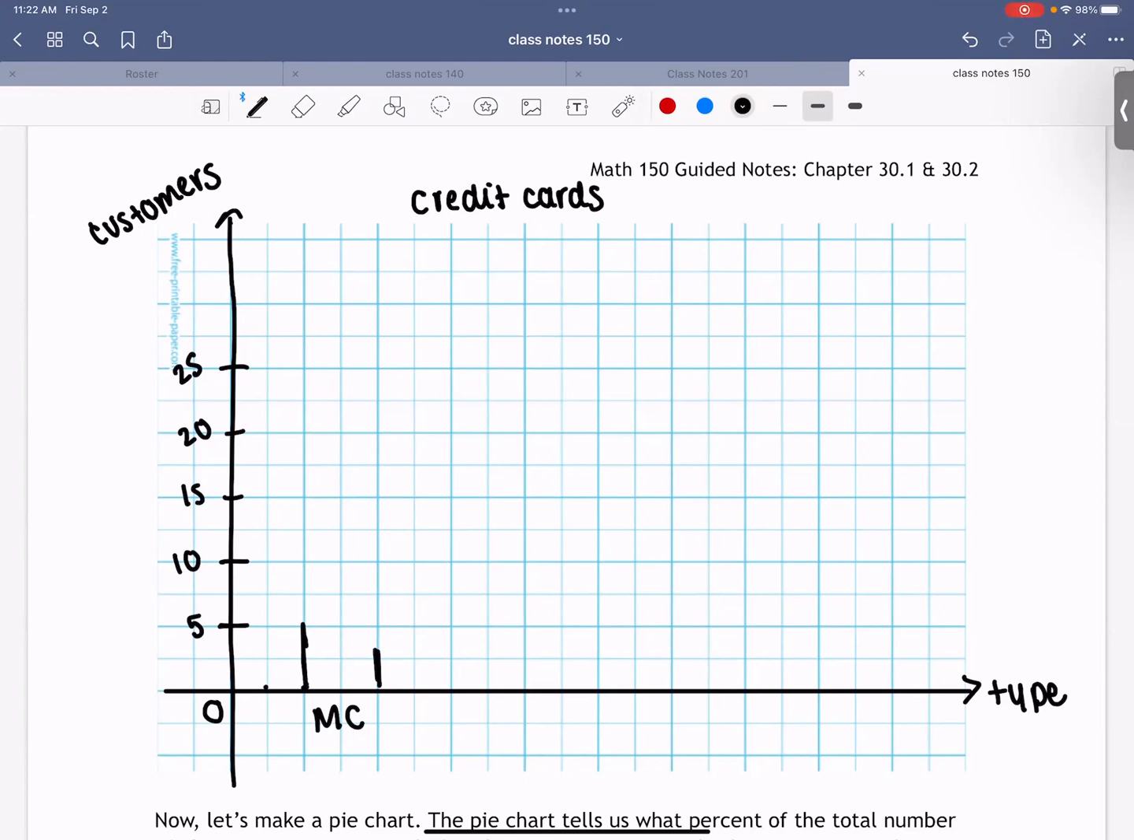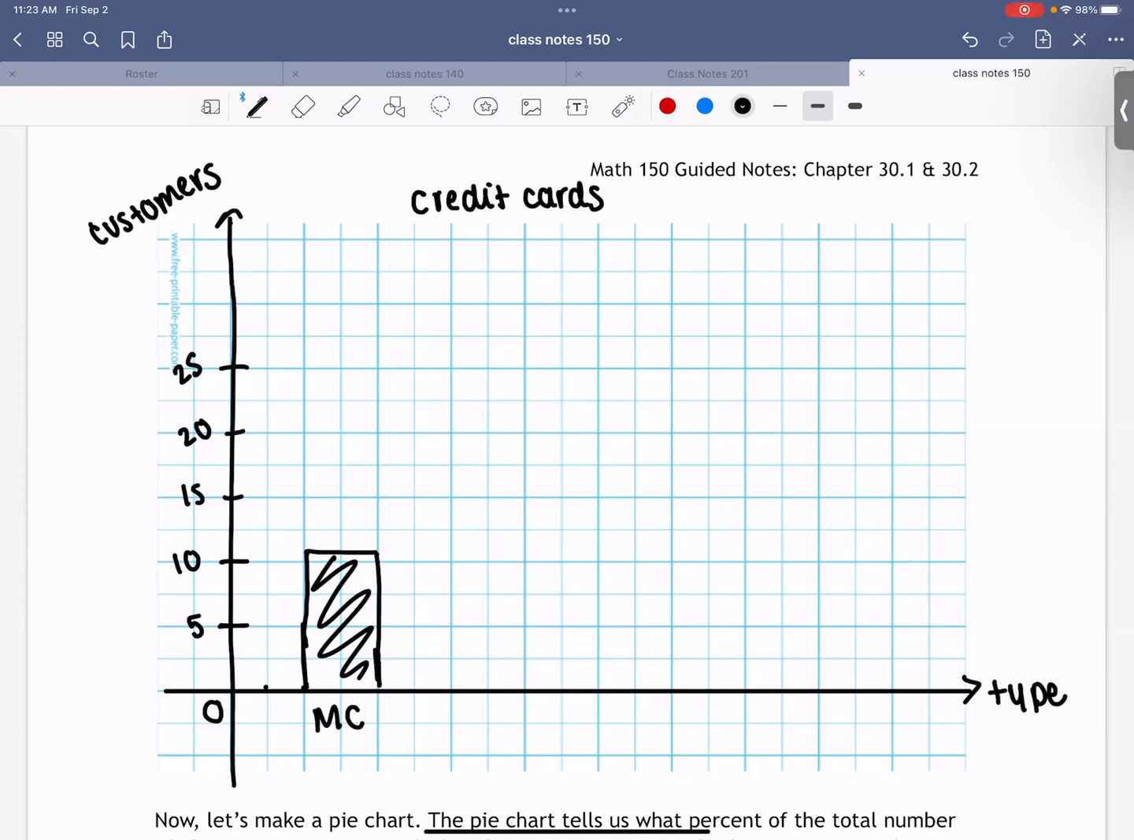MasterCard was, how many MasterCards did we have, by the way? 11, perfect. So I'm going to approximate 11. I think that's around this height, right? I'm going to make my bar. If you're feeling fancy, you can fill it in. Okay, so that's going to be my first bar. My next bar is going to be a Visa.